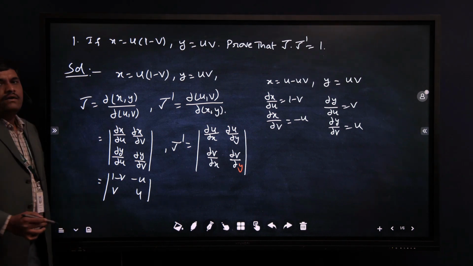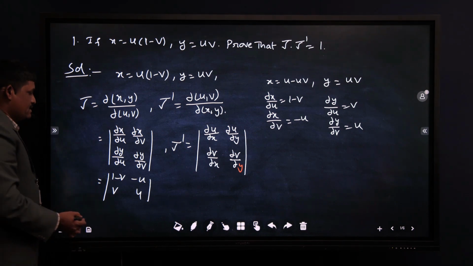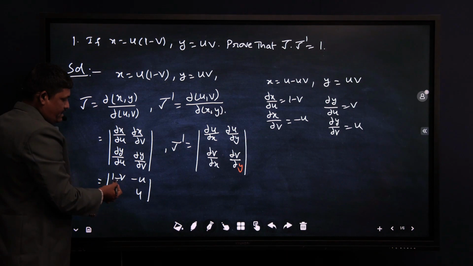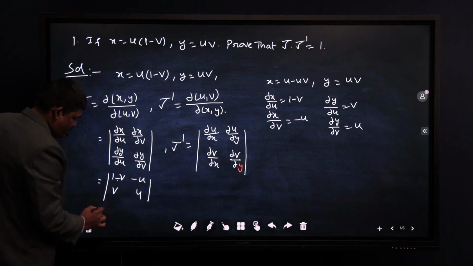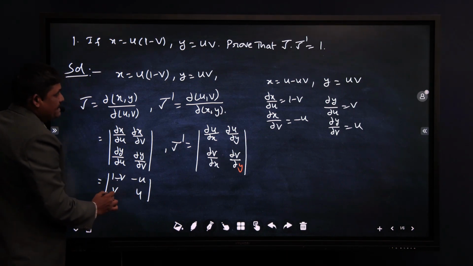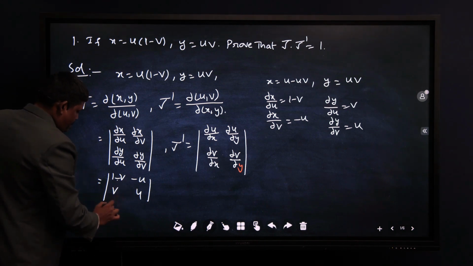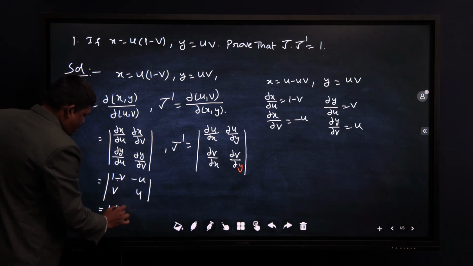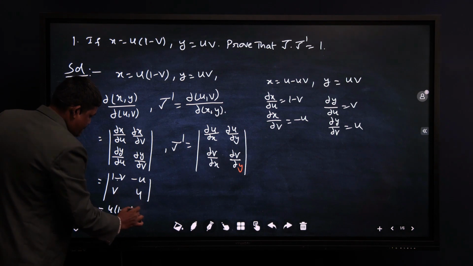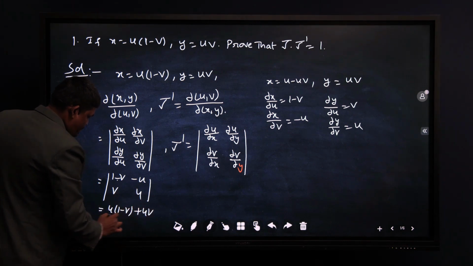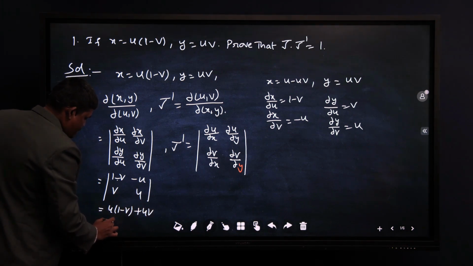Then find the determinant by cross multiplication. u into 1 minus v, that is u minus uv, minus minus plus uv. You are going to get u into 1 minus v plus uv. Then uv cancels, and you are going to get u.